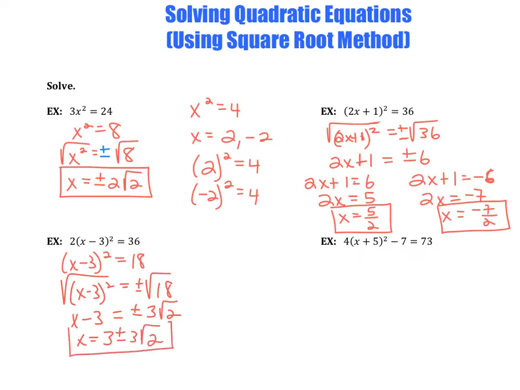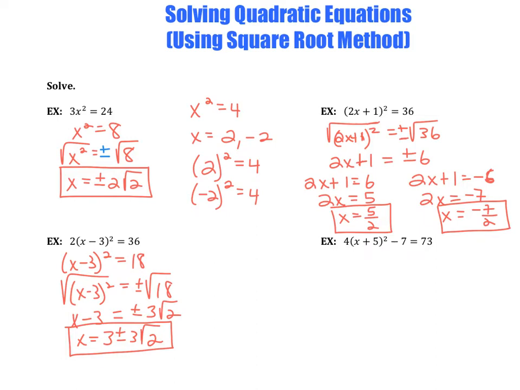All right, and just a reminder, I am not going to combine the 3 with the 3 root 2. Those terms are not alike. In order for them to be alike, they would both have to be, for instance, root 2 terms. So my final answer is going to be 3 plus or minus 3 root 2.